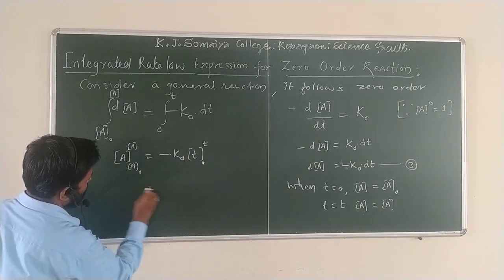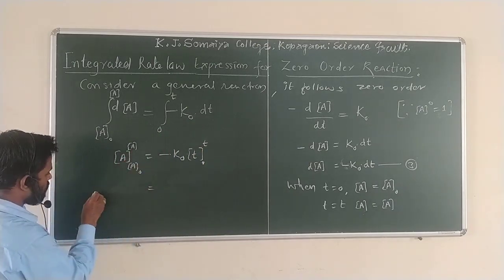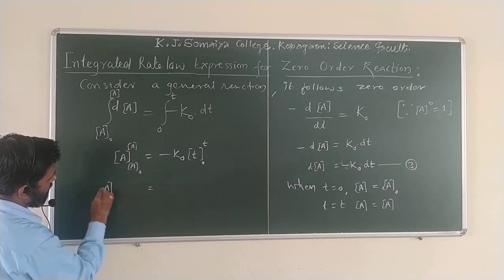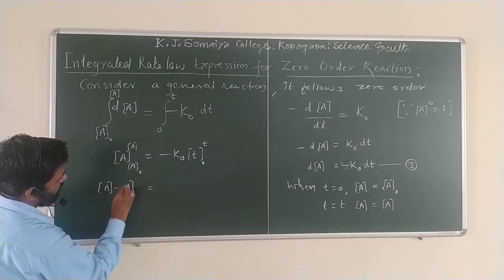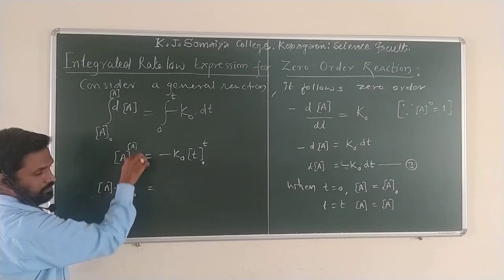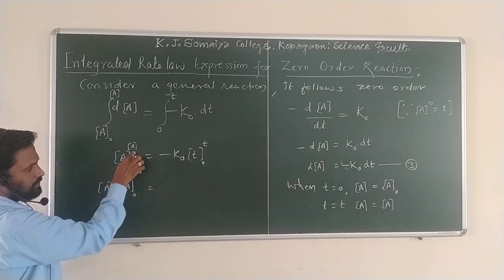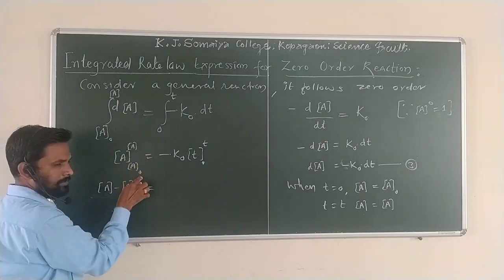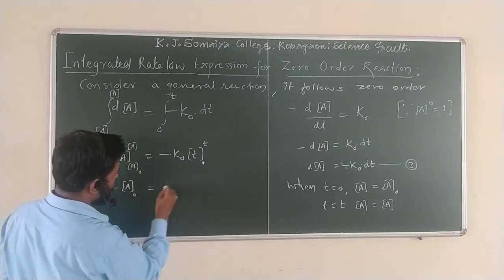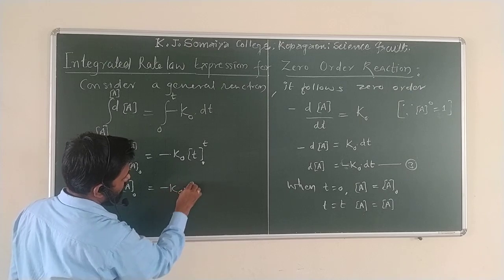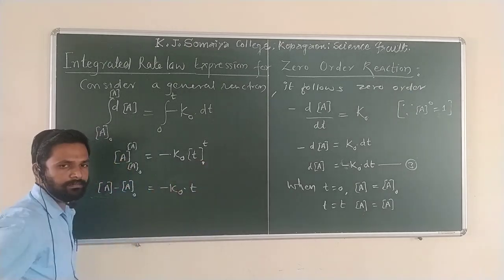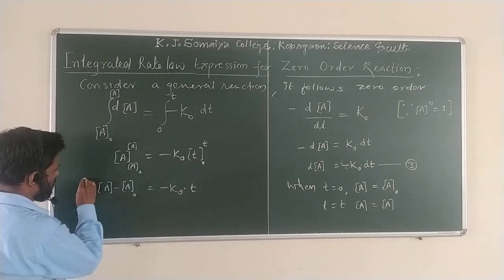So what will you get now? Upper limit minus lower limit. You will get concentration of A minus concentration of A0, putting these values. One time you have to put A, one time you have to put A0, because the lower limit is subtracted from the upper limit. So here minus K0 you will get t. How is the t obtained? t minus 0 gives t. This is the equation.